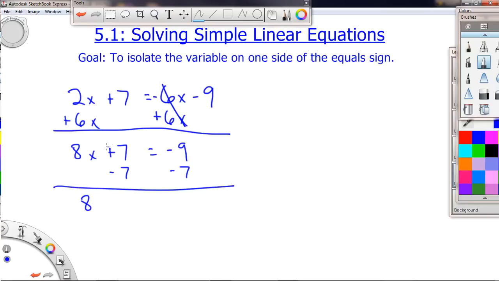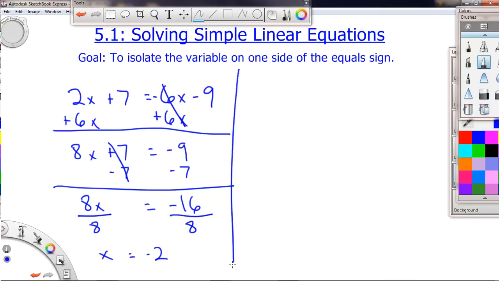Okay, this gives me, these cancel, 8x is equal to negative 16, and then we'll divide by 8. And that gives me x is equal to negative 2. Okay. Yeah, basic stuff here. Basic stuff. Let's go ahead and on the right side of the screen, we'll do it the other way.